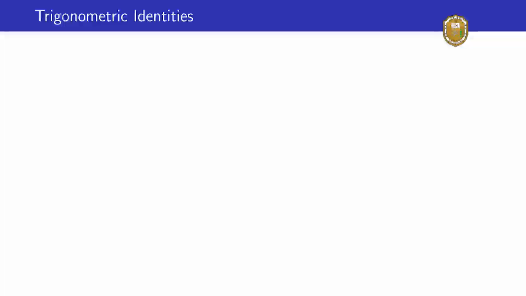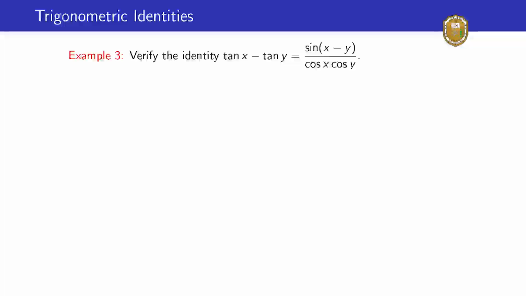Let's look at an example here where we apply some of these formulas. Verify the identity: tan x - tan y is equal to sin(x - y) divided by cos x cos y. So in this example, the right-hand side of the equation looks more complicated than the left-hand side, so we are going to begin from the right-hand side.